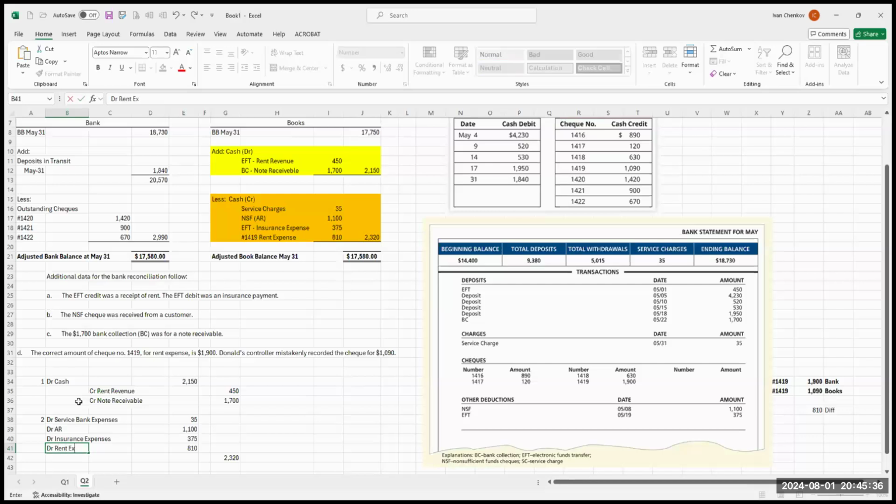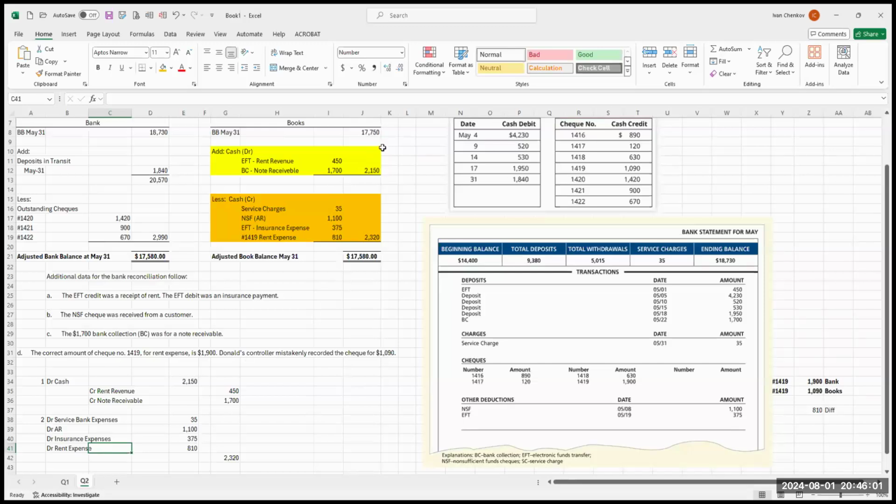Now what you have to do in Pearson, you have to do it as a separate entry for every single one. So debit cash, credit rent revenue, debit cash, credit note receivable, debit bank service expenses, credit cash, debit accounts receivables, credit cash, debit insurance expense, credit cash, debit rent expense, credit cash.